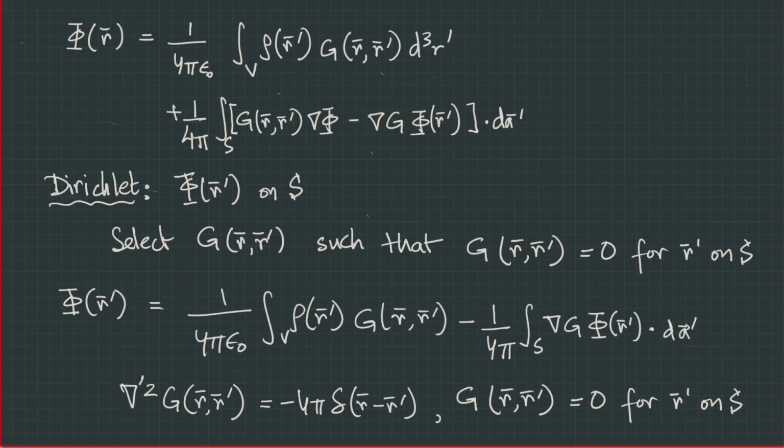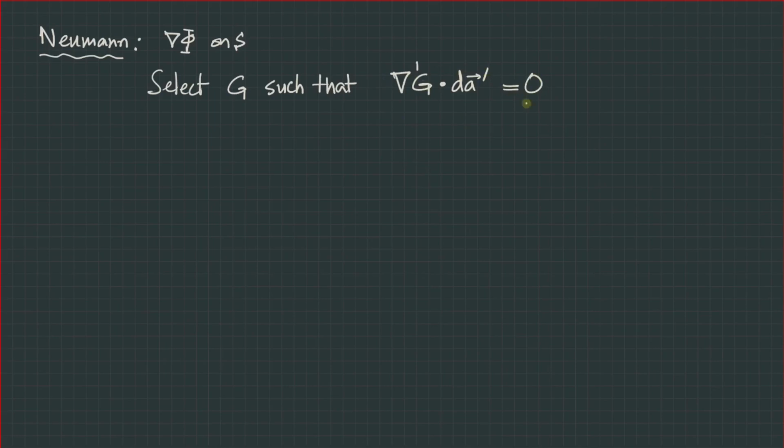Alright, so we say that we select the Green's function such that the gradient of G times the surface element is 0 for all points on the surface. This is not possible.